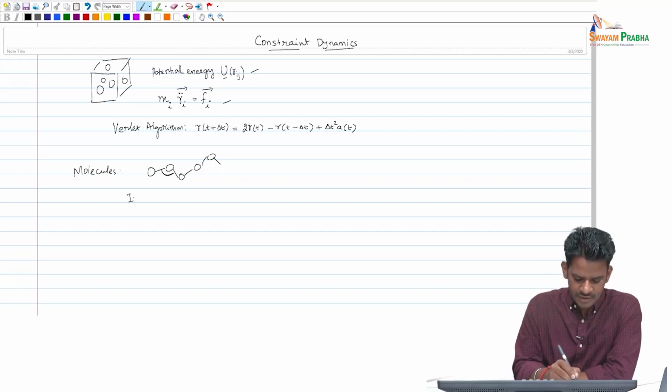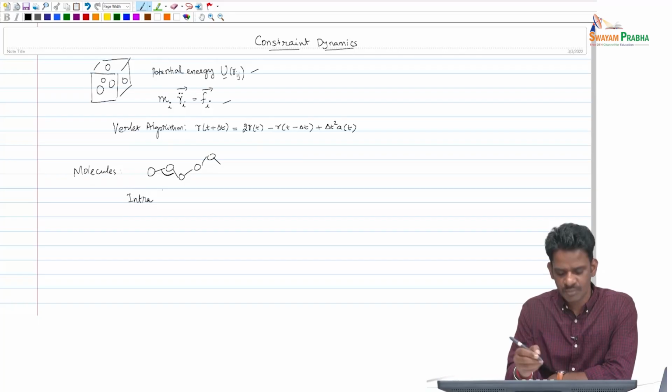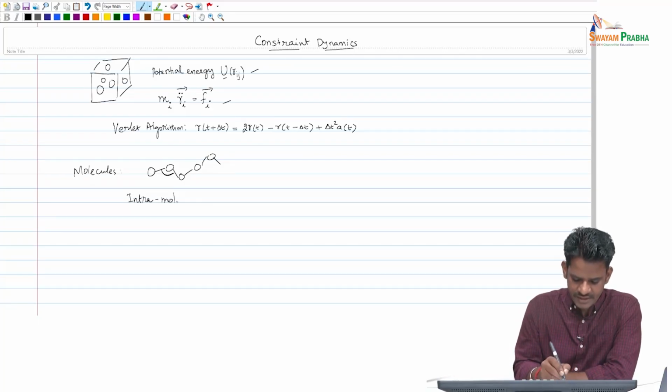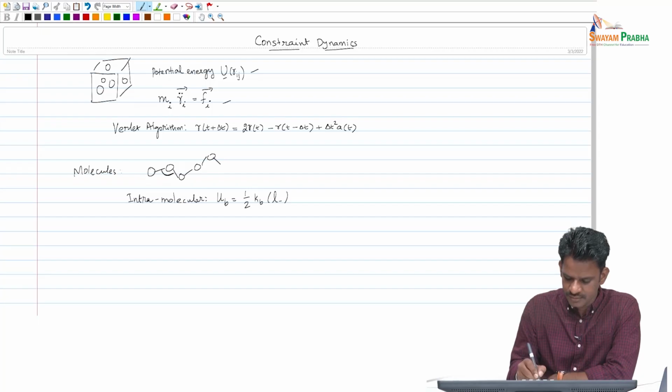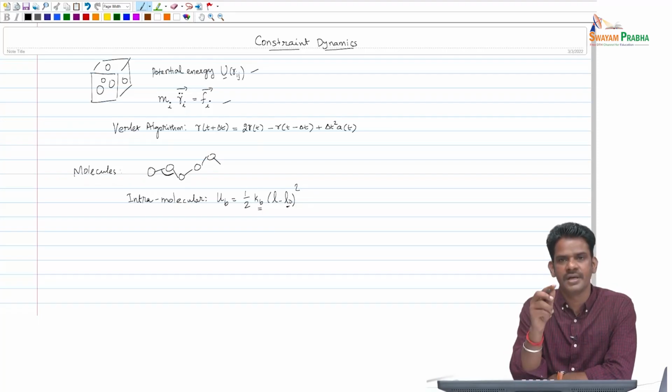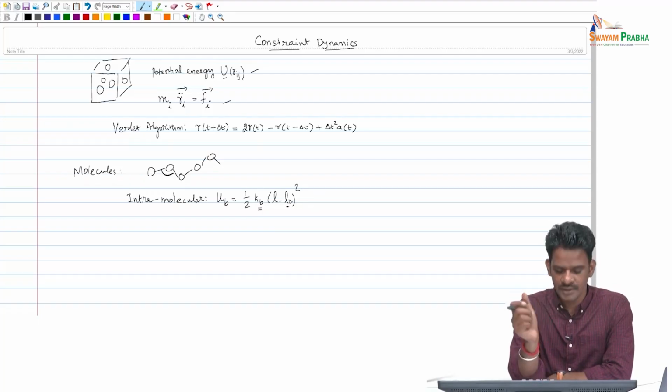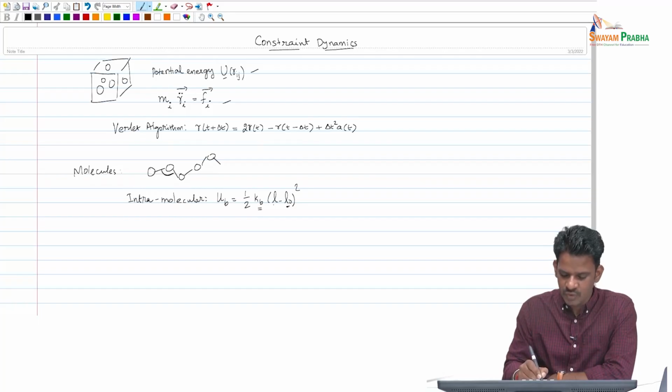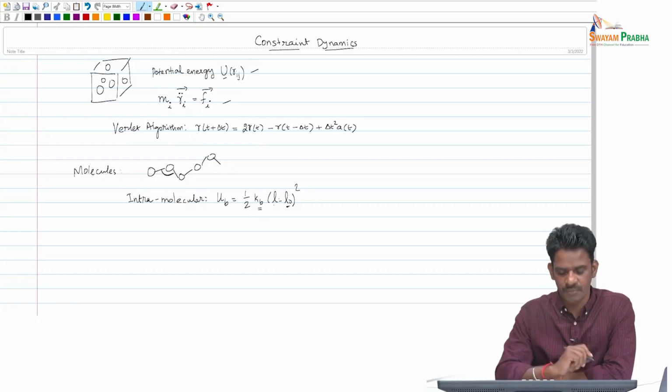In the intramolecular potential, that is the potential energy between the atoms within the molecule, there are various forms. For example, you can think of this bond potential, which could be written in terms of some harmonic function, where this Kb here is the strength of the bond and the L naught here is the equilibrium length of the bond. Anytime the bond length varies from L0, there is a penalty, so it has a harmonic form.